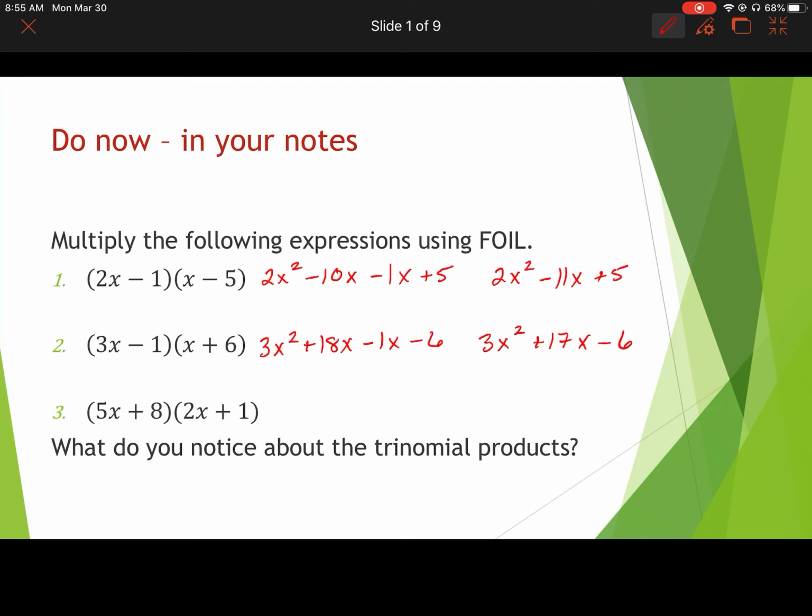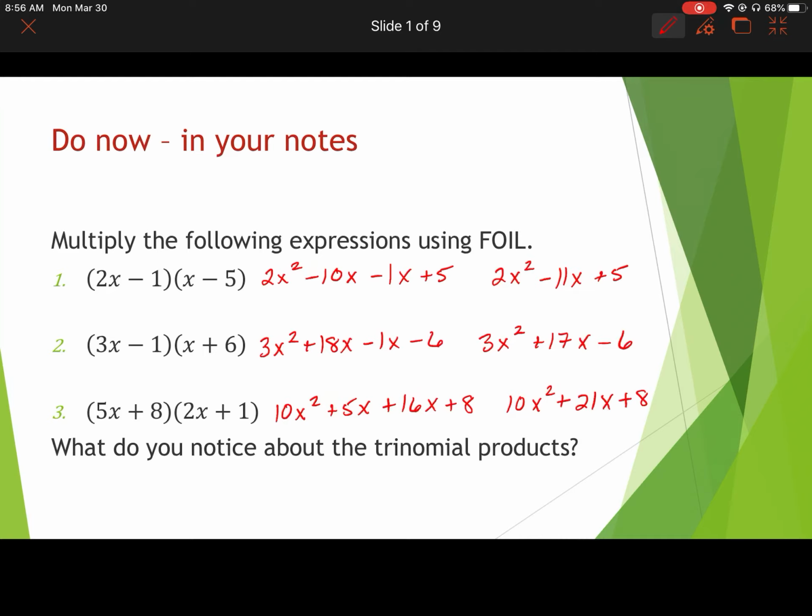Hopefully this is starting to move a little quicker for you now that you're getting the hang of multiplying with FOIL. 5x squared, or sorry, 5x times 2x is 10x squared. 5x times 1 is 5x. 8 times 2x, 16x. And 8 times 1 is 8, combine like terms, and we get 10x squared plus 21x plus 8. All right, so hopefully you got those correct. If not, make your corrections now.